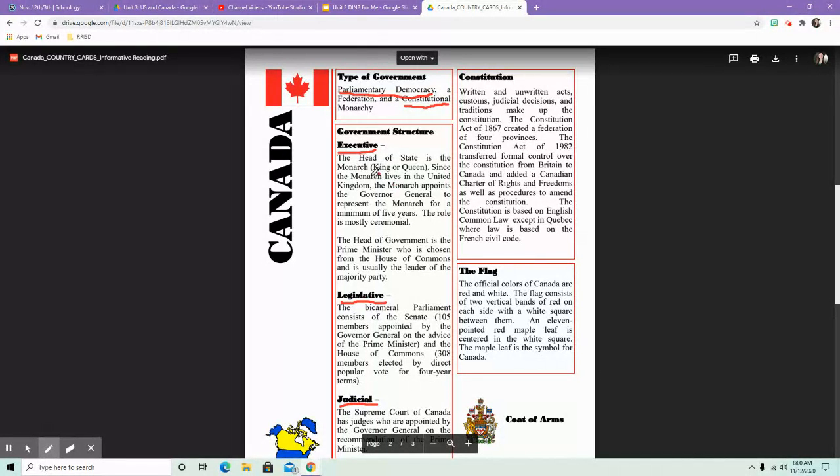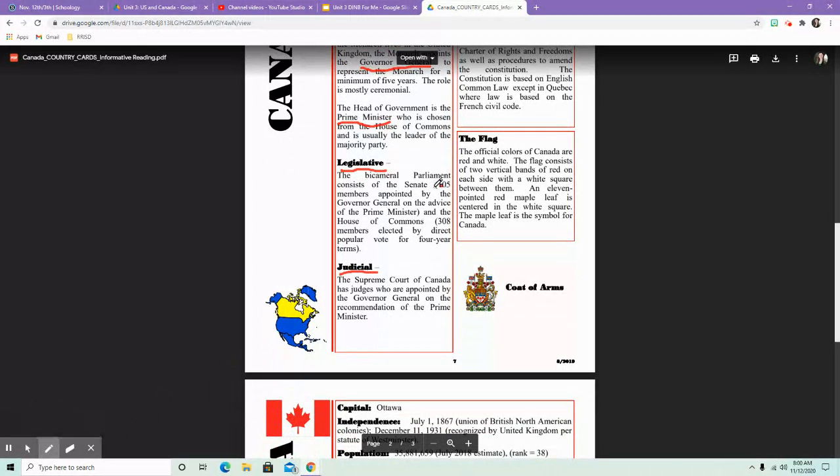In the executive, the head of state is actually a monarch. So it's actually a king or a queen. Since the monarch lives in the United Kingdom, the monarch appoints the governor general to represent the monarch for a minimum of 5 years. So the king or queen appoints a governor general that helps monitor and run Canada. The role is mostly ceremonial. The head of government is the prime minister, who is chosen from the House of Commons and is usually the leader of the majority party.